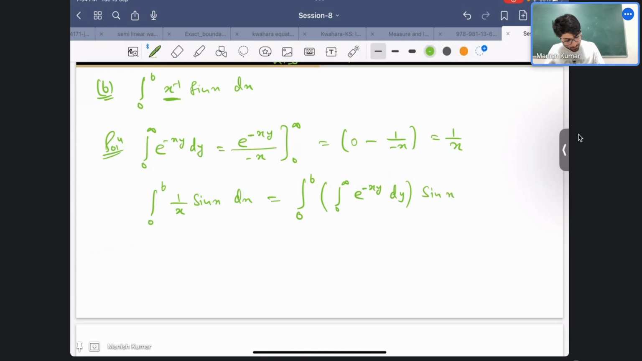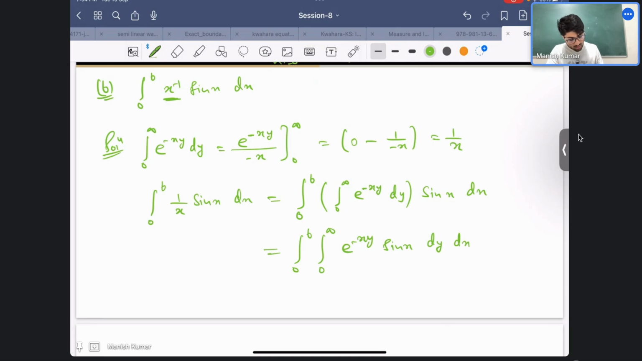Okay? So if I want to write it in a complete manner, I can rewrite it as 0 to infinity e raised to the power minus xy sin x dy dx, okay? Now the question is, can we interchange this dy and dx? So can we apply Fubini theorem?